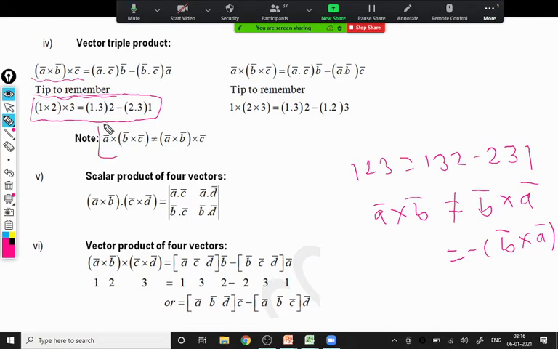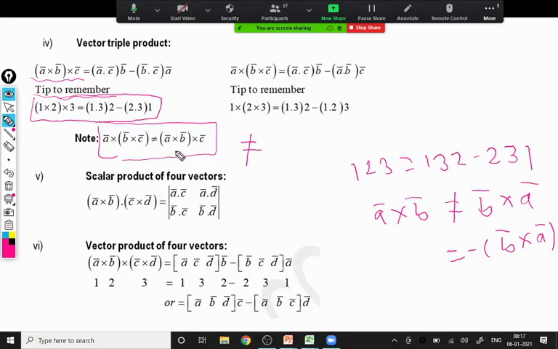You can say A cross of B cross C is not equal to A cross B, cross C. So you'll observe the bracket position is the only thing changed. Whenever we change the position of the bracket, the cross product does not remain the same. They are not equal. Again, not commutative, not associative also.